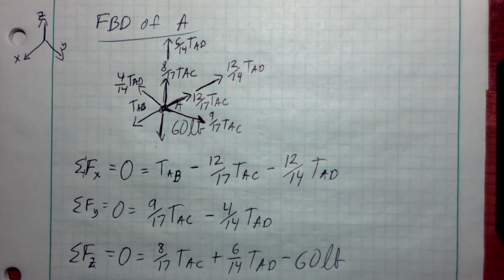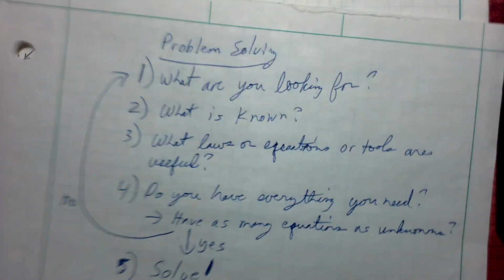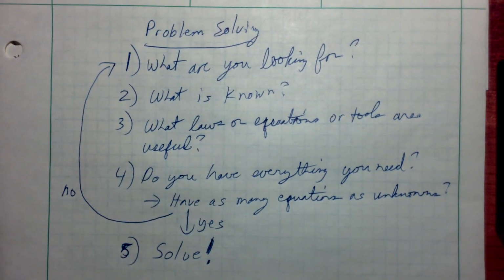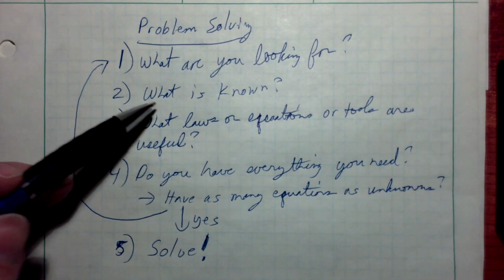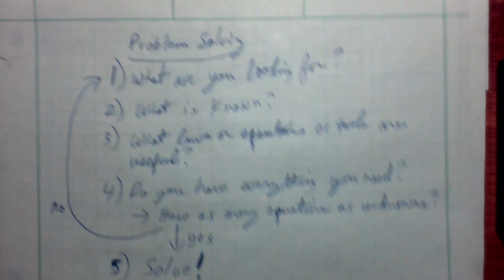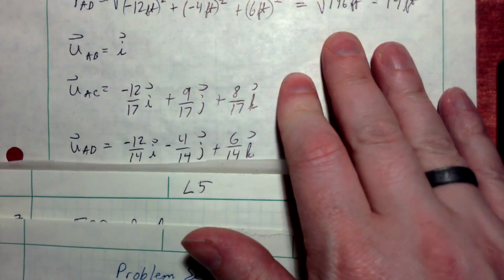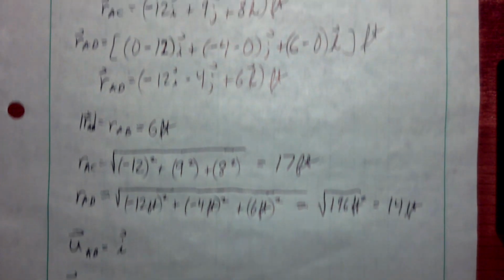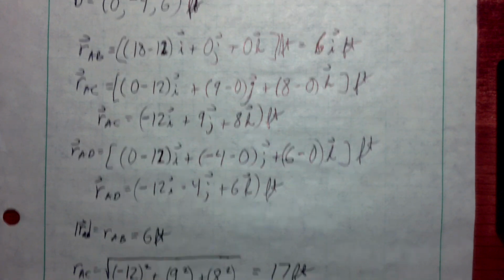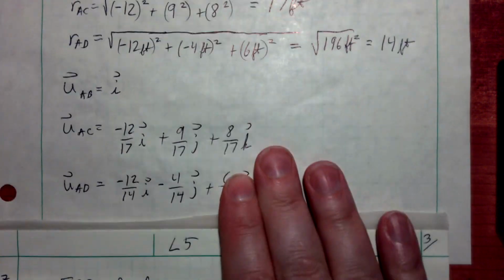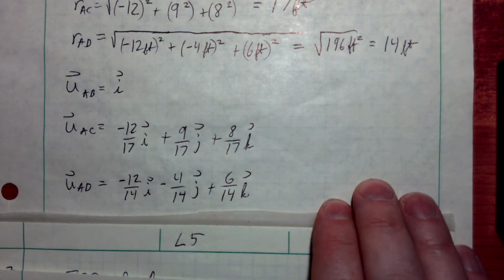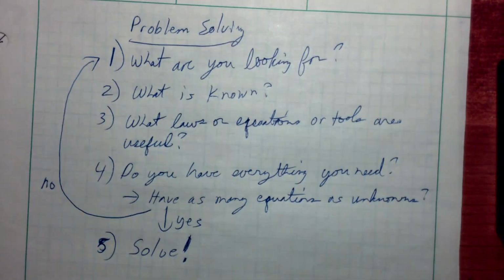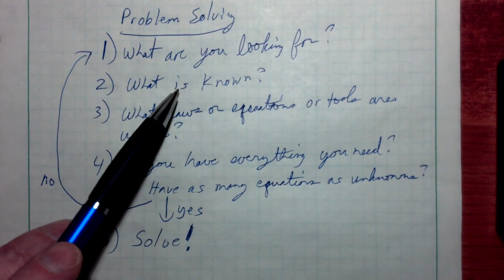All right. Remember our procedure. What are you looking for? We're looking for these tensions. Okay, what's known about the tensions? Well, we know the direction of these tensions. There was enough information given that I could construct a unit vector based on position vectors. I can construct position vectors, find their magnitudes. That gives me the unit vectors. The unit vectors give me the direction of those tensions. So that's all known. I had to organize that.